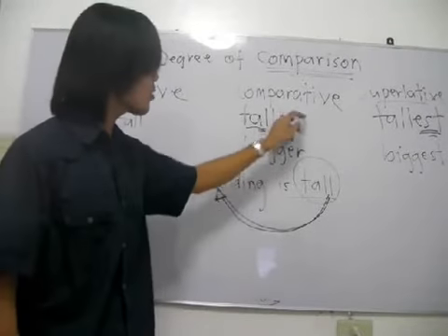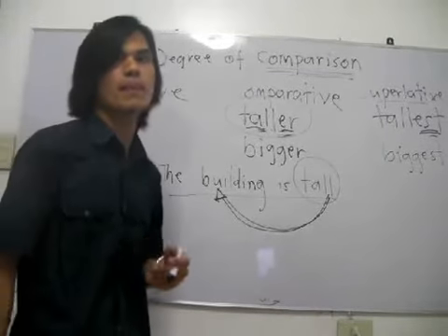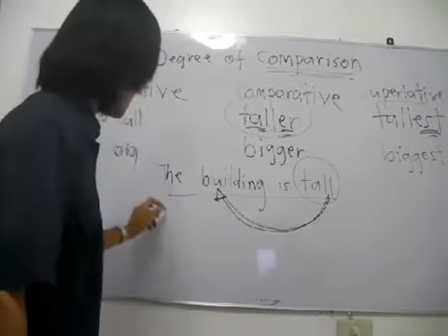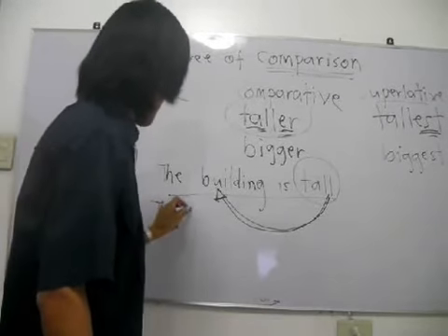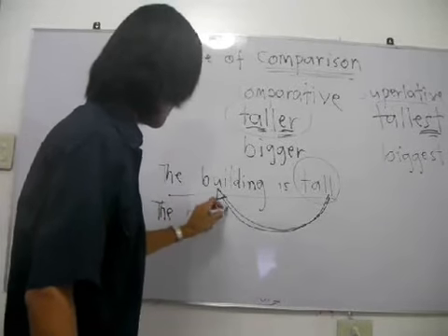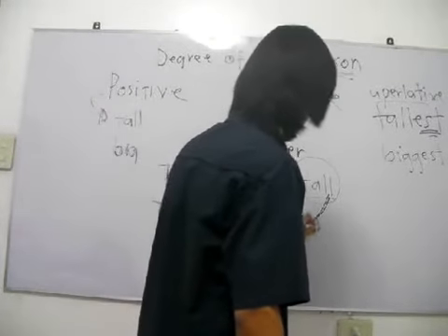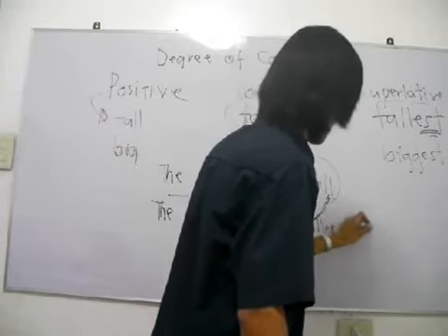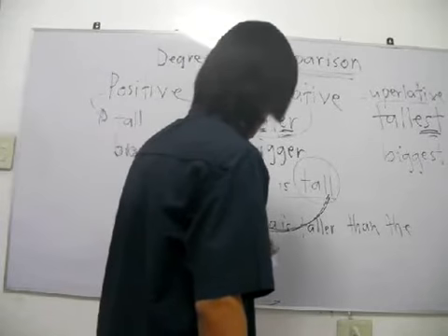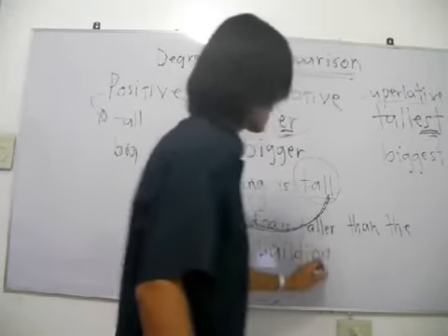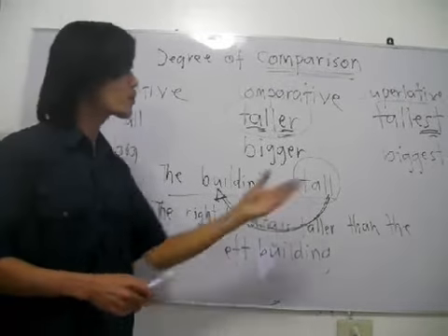Alright? Now, if I'm going to use a comparative degree of the adjective tall, I would say, the right building is taller than the left building. Alright, now this is the sentence using the comparative word taller.